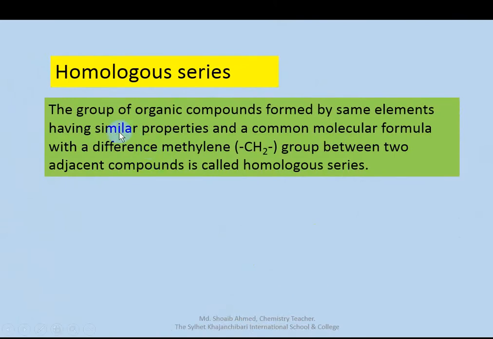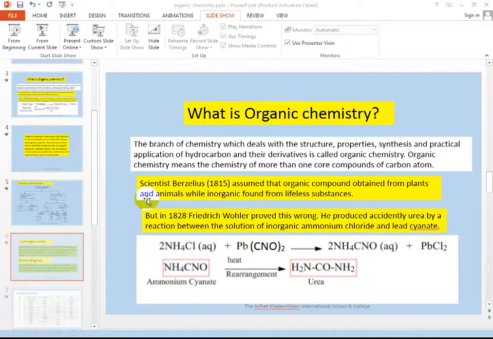Homologous series: the group of organic compounds formed by the same elements, having similar properties and a common molecular formula, with a methylene group difference between two adjacent compounds, is called a homologous series. Look at this homologous series.